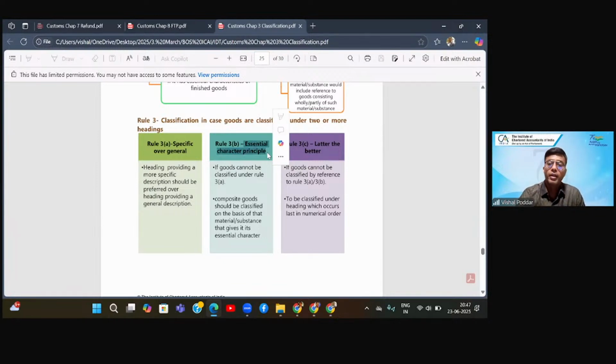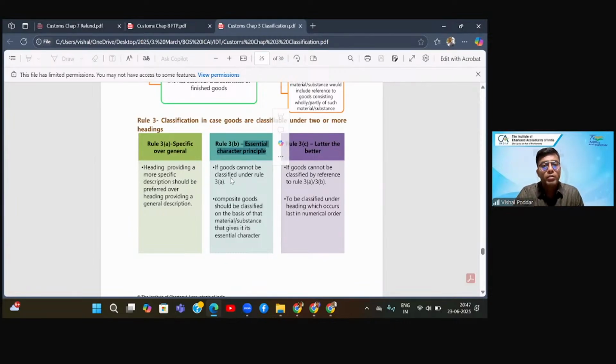What is the essential character rule saying? Out of both these items, which both are specific, which one is giving the main character to your product? So in my example, it is the lassi which is the main character because mango is only used as a flavoring item. In this case, applying 3b, I will classify this mixture in the category of lassi or curd based products because it is satisfying the 3b condition of giving the more appropriate nature or character to that product.